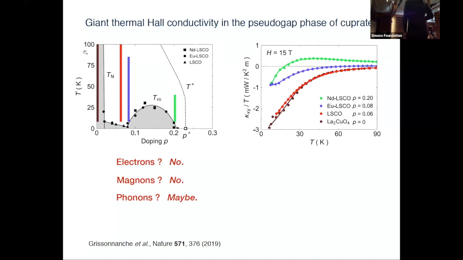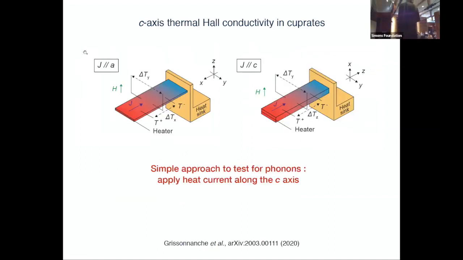So then what about phonons? Phonons carry heat. Can they generate a thermal Hall effect? To explore that possibility, we have this very simple idea that instead of sending the heat current in the plane, we're going to send it normal to it. Basically, the only thing that carries heat reasonably well perpendicular to the copper oxide plane are the phonons. Magnons are 2D, and any electronic excitation you can think of would definitely be more mobile in the plane than perpendicular. So we do J parallel to a and J parallel to c in the same material.